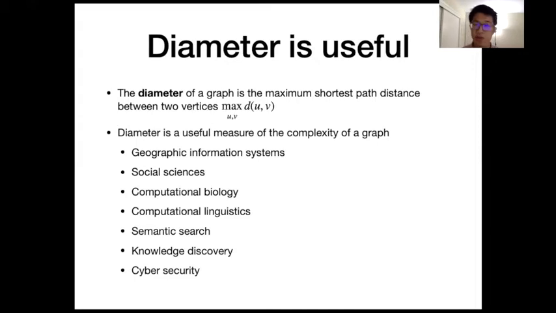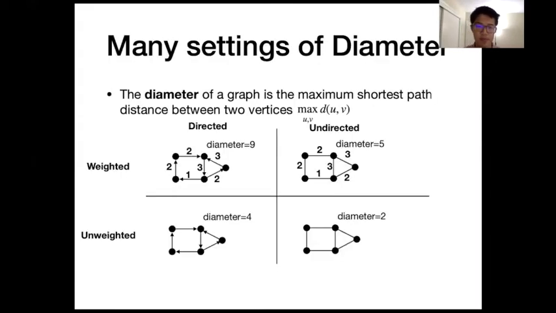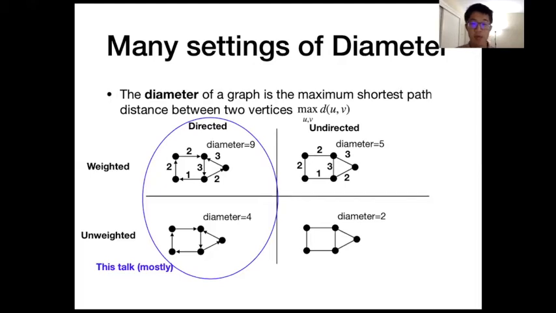So diameter comes up everywhere. We like to be able to compute it. And that's what we're going to be talking about in this talk. Before we jump in, it'll be helpful to orient yourselves to tell you that there's many settings of diameter. There's directed graphs, undirected graphs, weighted graphs, unweighted graphs. For every pair of adjectives, I've given you a graph and the corresponding diameter. And in this talk, we'll mostly be focused on directed graphs.